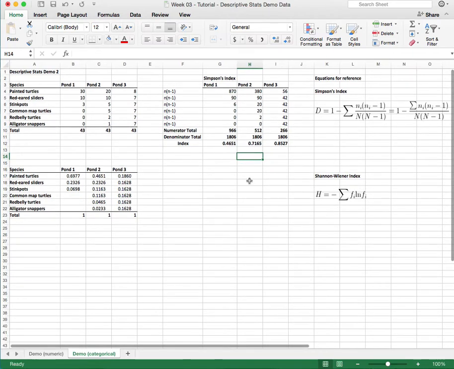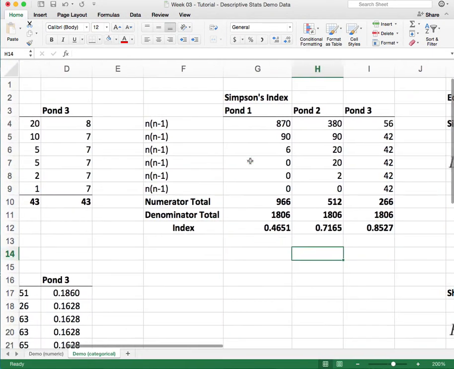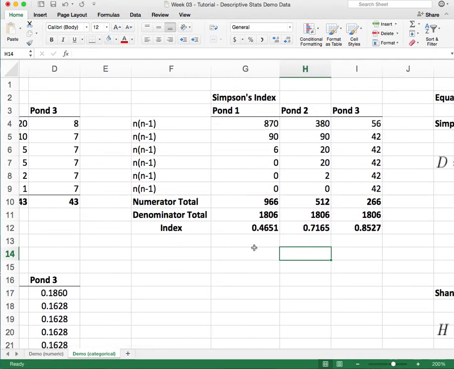All right, so now what we see are three different index values. And in seeing these different index values, if I just blow this up a little bit here, we see that they are increasing from pond 1 to pond 3. Now, if you think back to what the Simpson's index tells us, the Simpson's index ranges from 0 to 1, and as you get closer to 1 with the Simpson's index value, that tells you that there are more categories and/or the data are more evenly distributed among those categories.